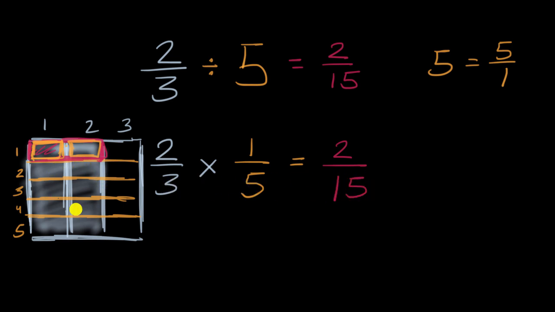And hopefully, what we just drew out helps make sense of why dividing by something is the same thing as multiplying by the reciprocal. And then when you multiply fractions, it's the same thing as multiplying the numerators to get our new numerator, and then multiplying the denominators to get our new denominator.